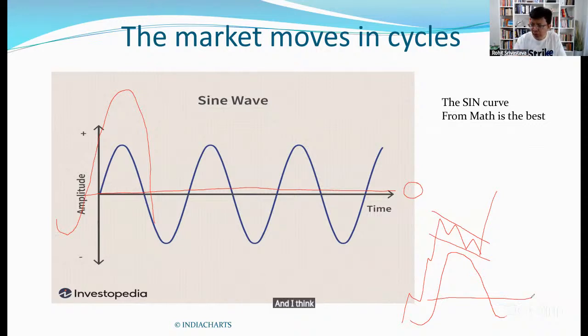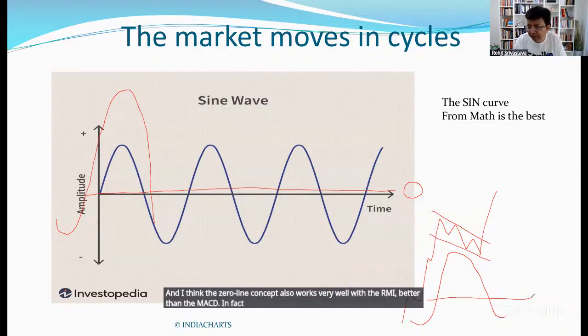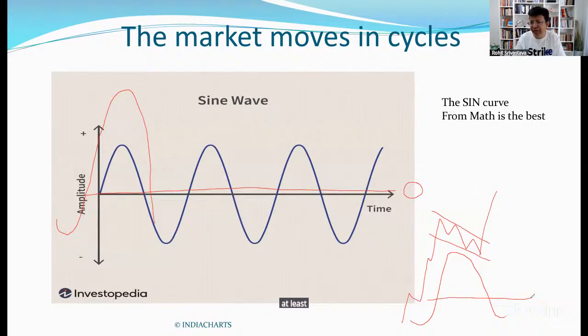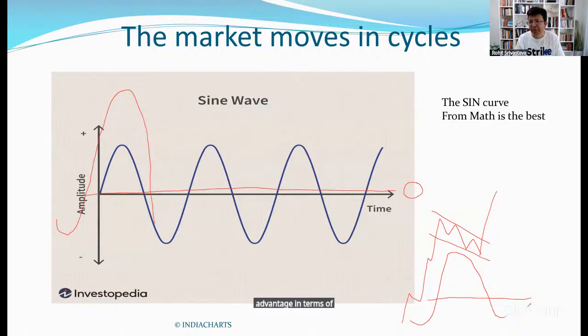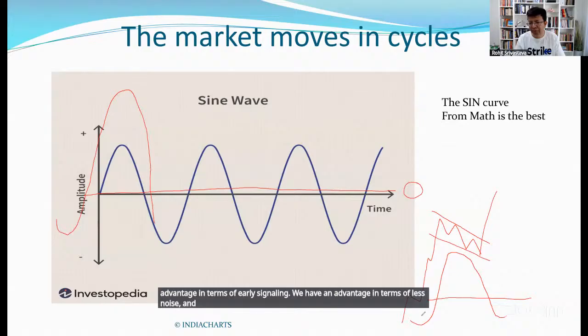And I think the zero line concept also works very well with the RMI, better than the MACD. In fact, our buy sell signals also come at least 3 days or 4 days before the MACD actually gives it to you. So we have an advantage in terms of early signaling. We have an advantage in terms of less noise and across time frames, and being able to capture these cycles.